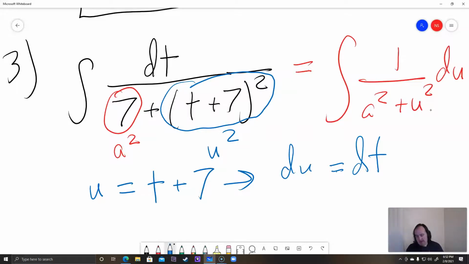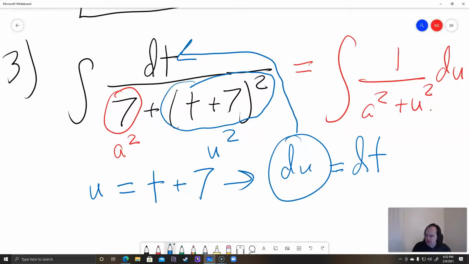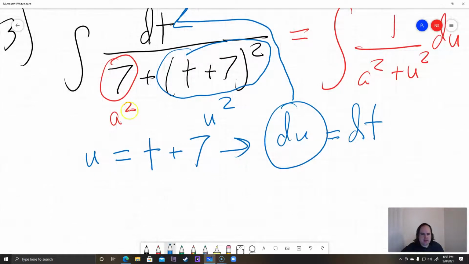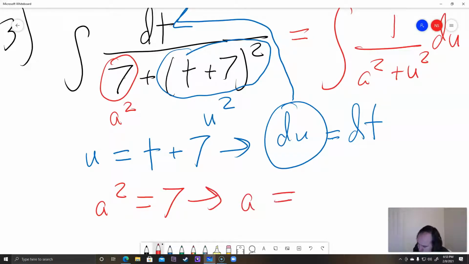Okay? So since du equals dt, we can actually just go ahead and plug in du for dt in this problem. And then we've got what we want. So we've got it in the form integral of du over a squared plus u squared. The only thing that's a little strange here is a squared is actually 7. So what's that going to mean here? Well, if a squared equals 7, then what does a have to be? Well, taking the square root of both sides, we get that a equals the square root of 7.